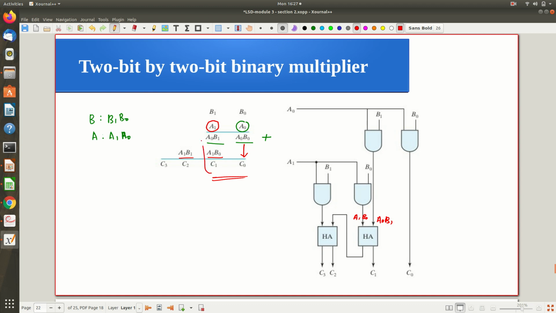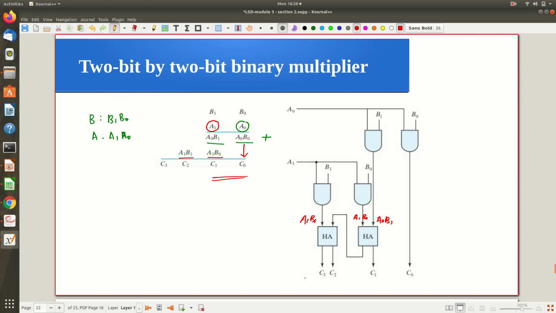So after this sum there will be a carry, and that carry is being added with the next bit of the second partial product. The second partial product is something like a1 b1, and you are adding that with this particular carry, you will get c2, and the final carry will be your c3. Hope the circuit is clear, right?